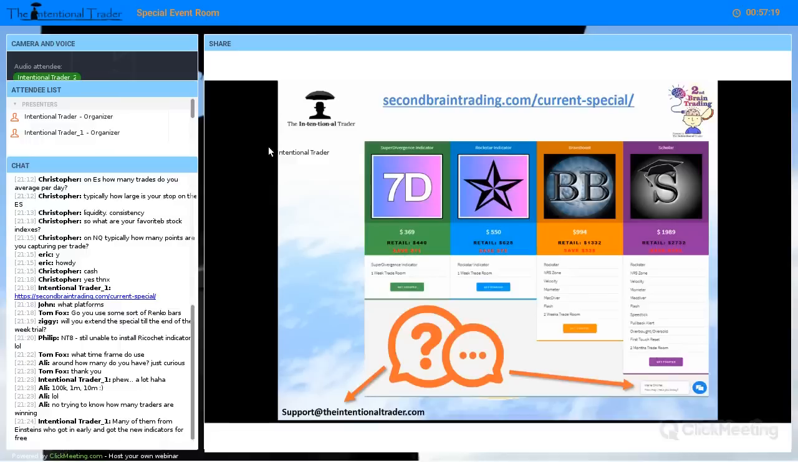Funny thing about that, though, they don't post that stuff online. Why? Because they think that if too many other people know about the edge that they have, then it's going to erode their edge.